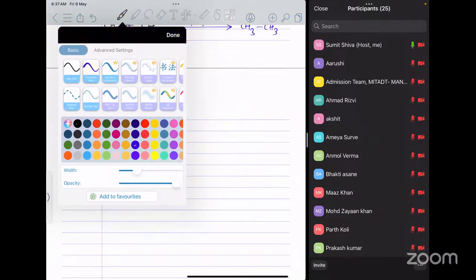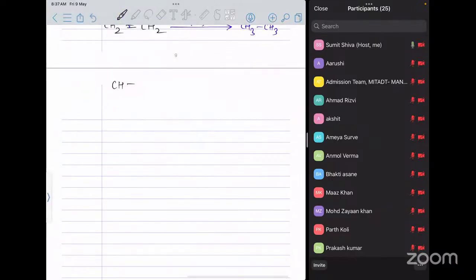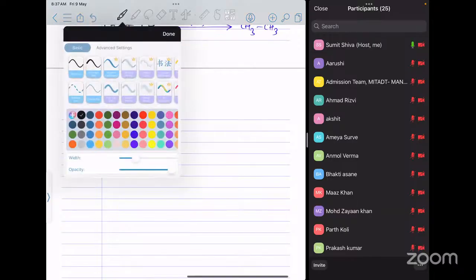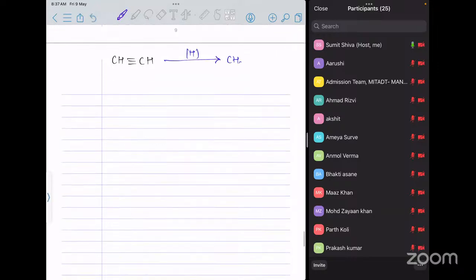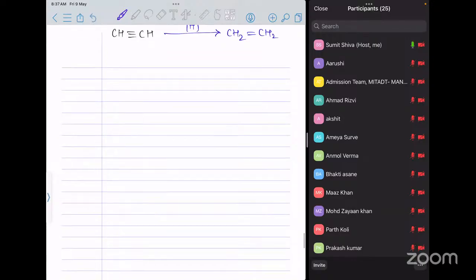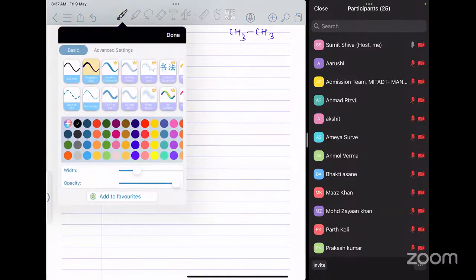Next we have CH triple bond CH. On reduction, one of the pi bonds will be broken, so we will have CH2 double bond CH2. Then again reduction, again a pi bond will be broken. And finally we have CH3 single bond CH3. Once we have alkane, we can apply the concept of halogenation directly. Understood or any doubt?